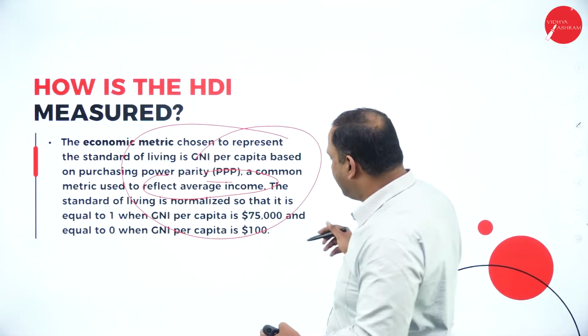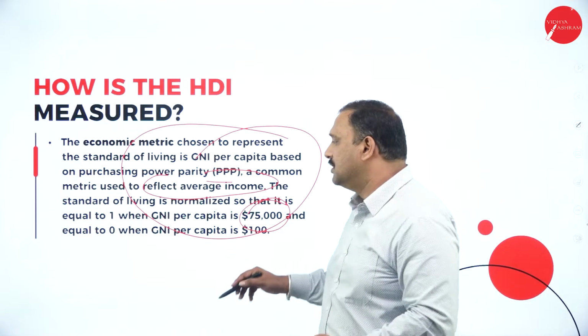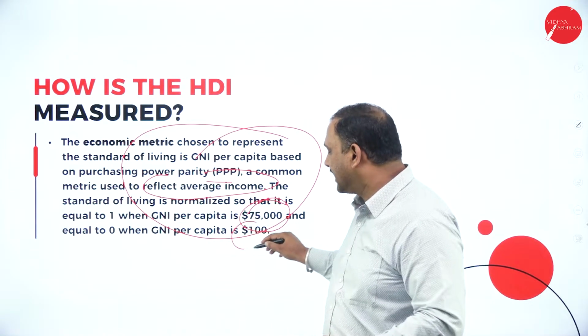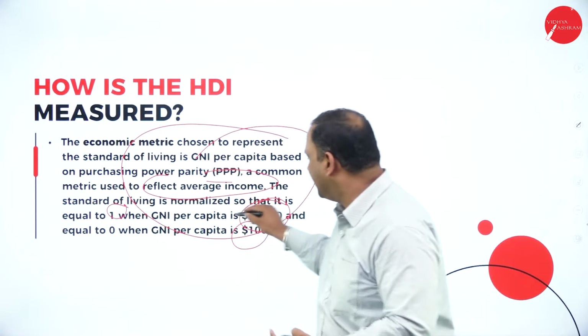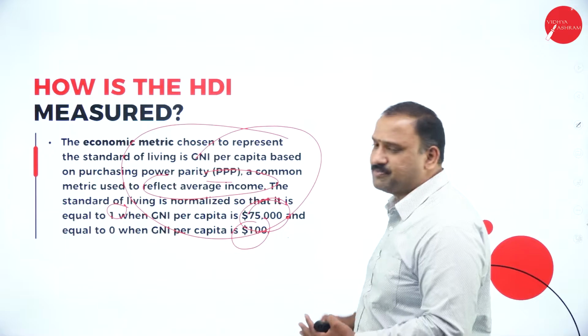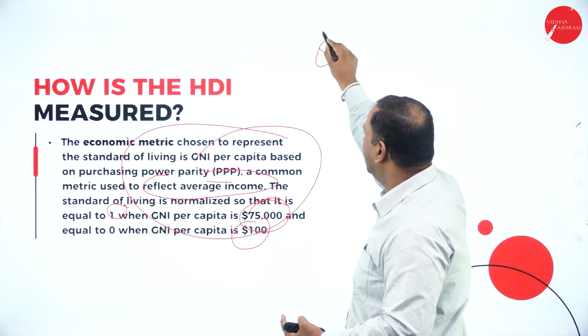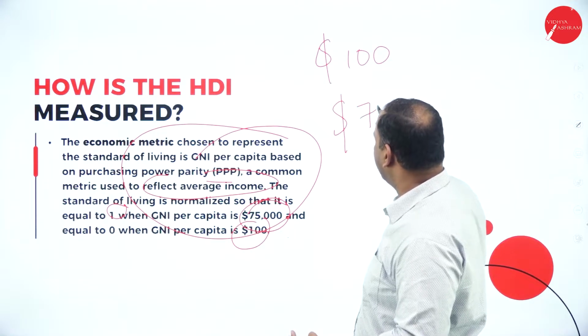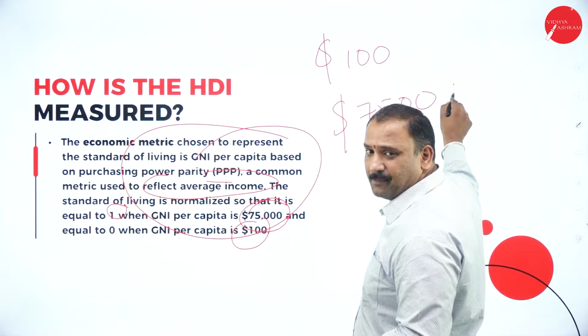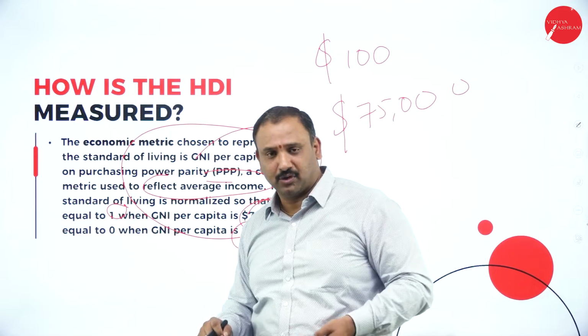And the GNI per capita of 75,000 is equal to 1, whereas the GNI per capita of 100 is equal to 0. Now, you see that up to 1 will be measured at this level and 0 is measured at 100. So if you look at the range, I'm talking about 100 to 75,000. It's a huge number. It's a huge variation that we are talking about here.